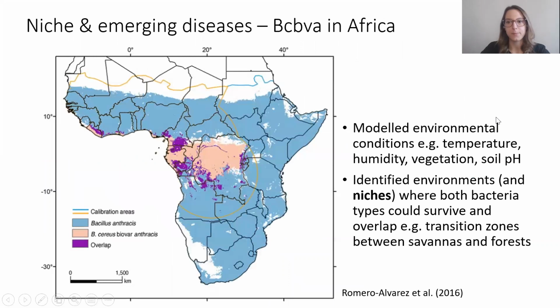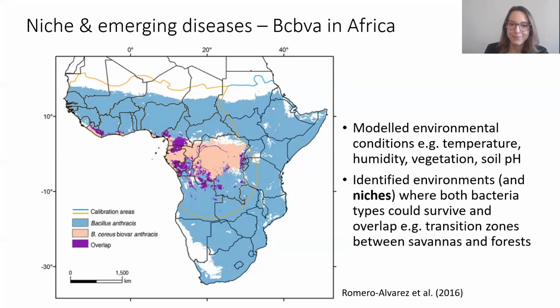And so these researchers modeled the environmental conditions, so things like temperature, humidity, vegetation, the acidity in the soil, and they identified specific environments, both biotic and abiotic factors that they were looking at, also known as these niches. And they saw that both bacteria types could actually survive in some localized areas where there was an overlap in terms of these environmental conditions. So they found that they could both survive in these transition zones between the drier, arid savannas and the more humid forests.